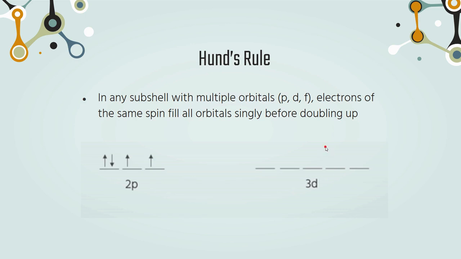All right, let's talk about our last rule, and this is Hund's rule. Hund's rule states that in any subshell, such as the 2p or the 3d, with multiple orbitals, electrons of the same spin are going to fill all those spots as singles, like you see happening below, before they start doubling up. So take a look at that pattern of how they get filled, and that'll help you in the future as you practice this skill.